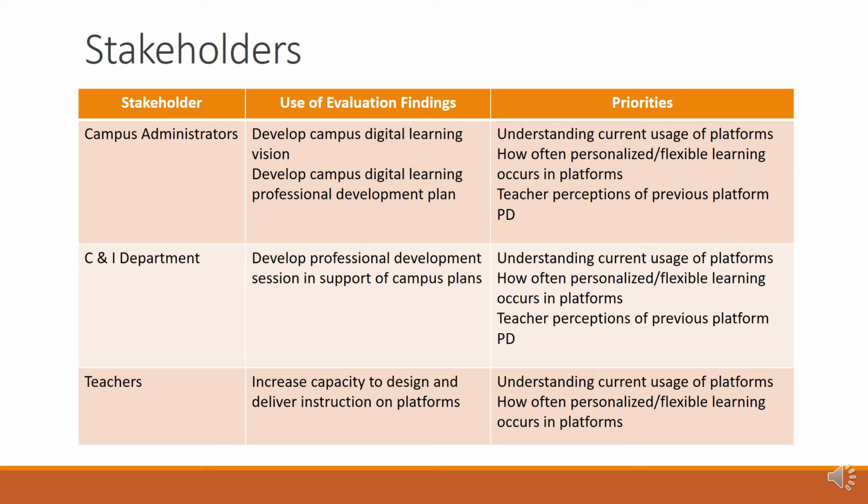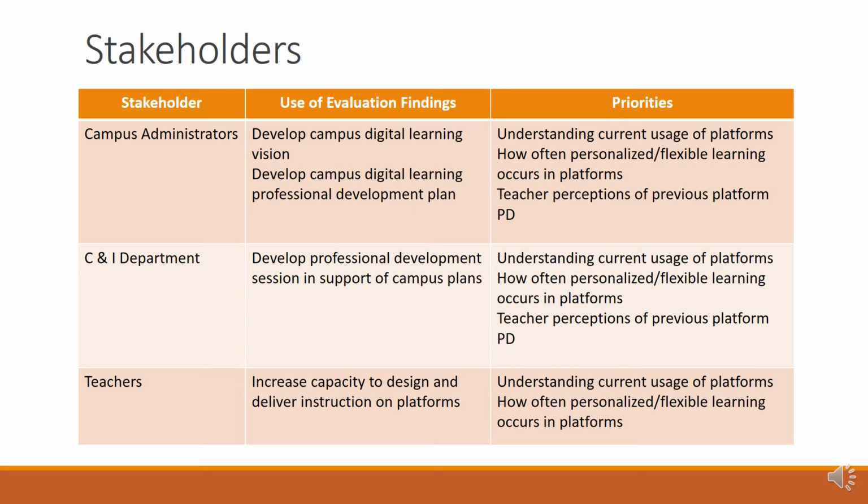The C&I department, curriculum instruction, will use the findings to develop professional development sessions or courses in support of the campus plans. So the priorities they need from this evaluation is understanding the current usage of platforms, how often was personalized flexible learning occurring in the platforms, and what were teachers' perceptions of the PD so that the PD can be tailored to what worked well or to avoid things that the teachers didn't feel worked well.